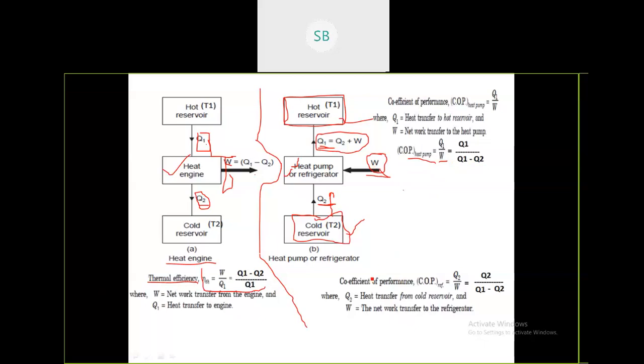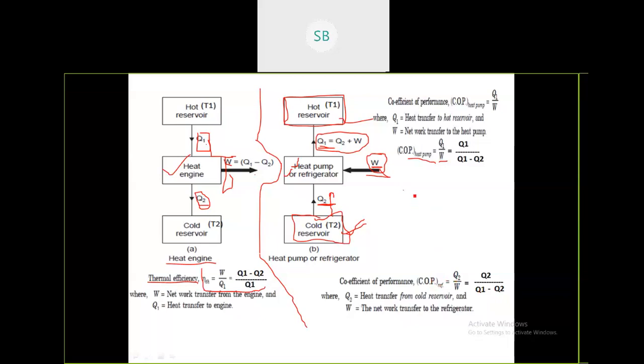Similarly, for the COP of a refrigerator, what is the desired effect here? The desired effect is cooling, meaning we are reducing the temperature of the space. For that, we extract heat from this cold reservoir. This is the desired effect, because whenever the amount of extracted heat increases, the temperature of this reservoir decreases very fast. So the COP is desired effect upon work input, and the desired effect here is Q2 upon W. Again we write W in the form of Q1 and Q2, so this is Q2 upon Q1 minus Q2.